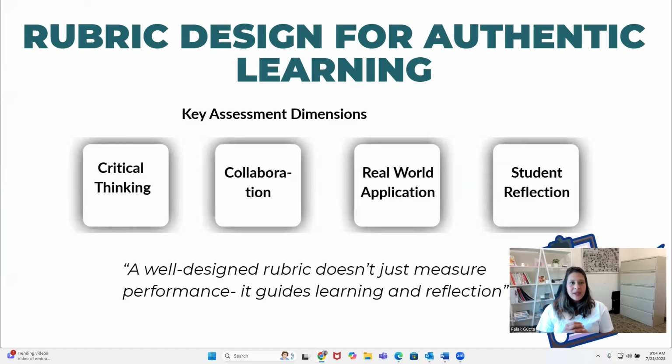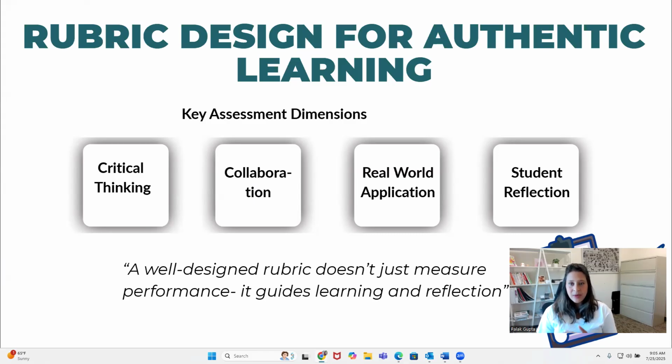I wanted to take a minute and talk about the rubric design for our authentic learning. There are key assessments on which I evaluate my students. So let's focus on critical thinking. We are looking at the depth of analysis, how well they are able to identify secondary data, how well evidence and reasoning are used, and their ability to synthesize and apply knowledge.